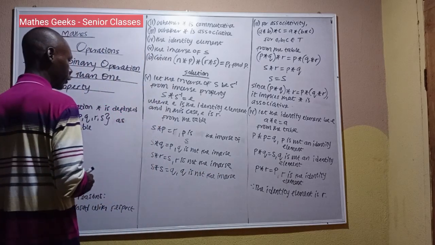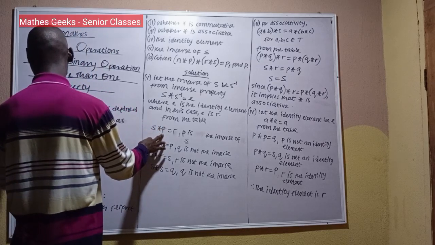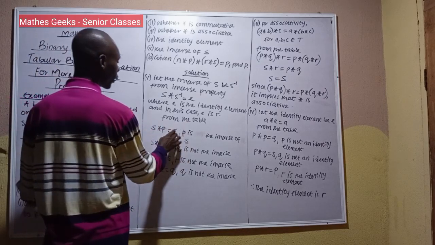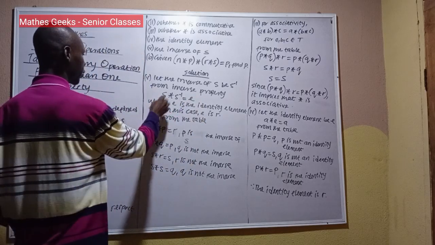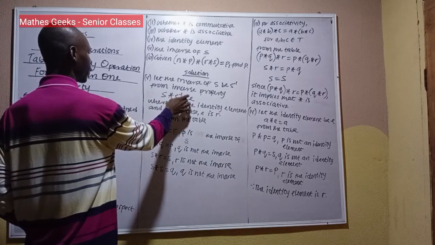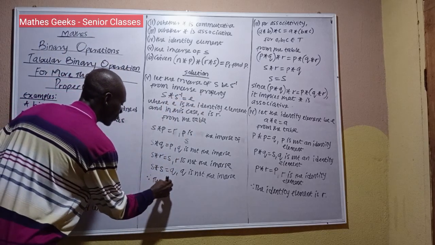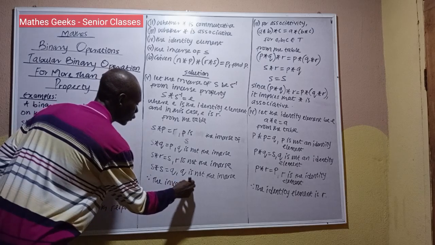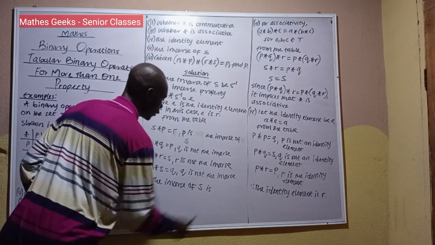So what's the inverse? The inverse is P, because S operation P gives us R, and R is the identity E. From the inverse property, S operation S inverse should give us the identity. Therefore, the inverse of S is P.